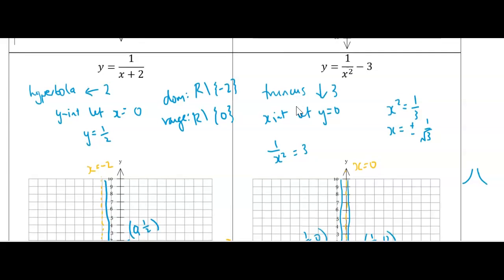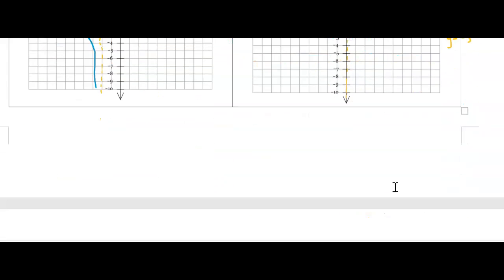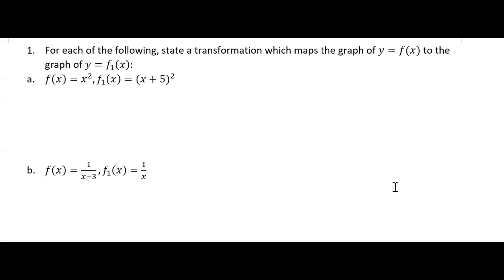All right, so our domain and range. Okay, so our domain, we're any real value excluding 0. And our range goes from -3, but not including -3, to infinity. All right, moving on to some other questions.